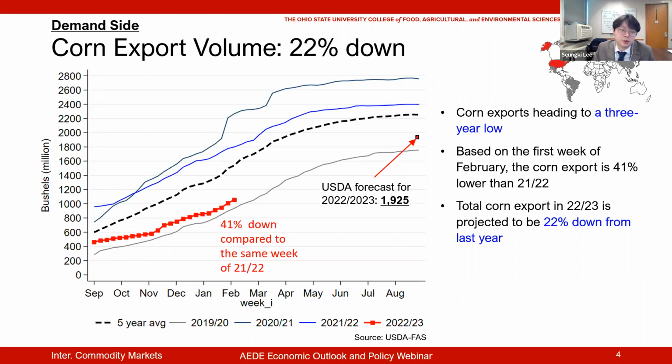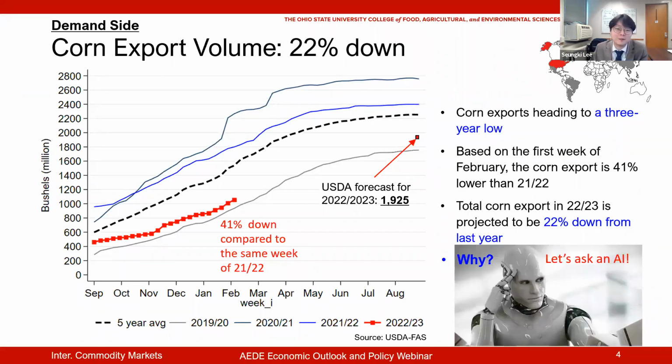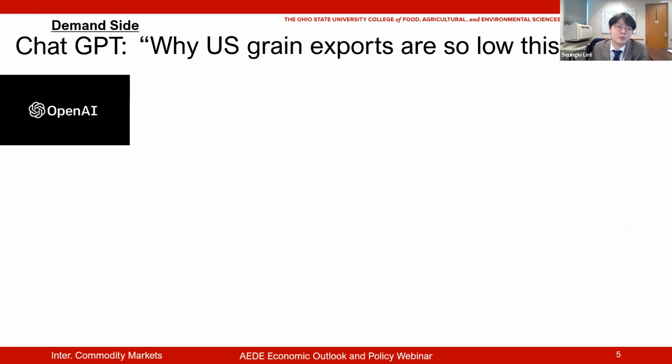And maybe we should be curious why. I have a couple of reasons that I want to pick, but before that, as a 21st century scholar, I used OpenAI's ChatGPT, which is an artificial intelligence. What I typed to the computer was why U.S. grain exports are so low this year.